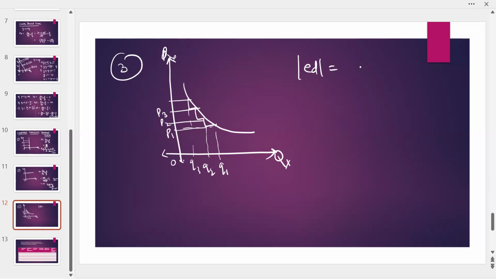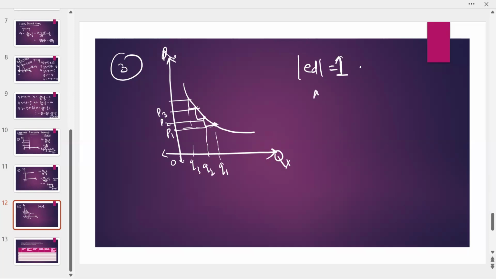So del Q on del P is the same as del Q1 on del P1, or the percentage change in the quantity demanded at this point is the same as the percentage change in quantity demanded upon percentage change in the price. So what is happening is that the percentage change in the quantity demanded is the same as the percentage change in price at all levels of the demand curve. So which is 1, right?